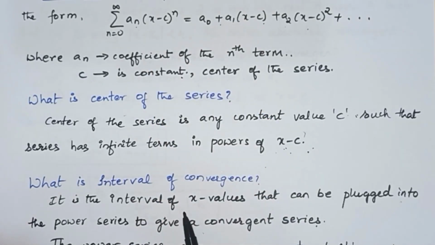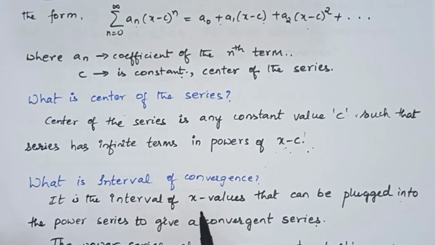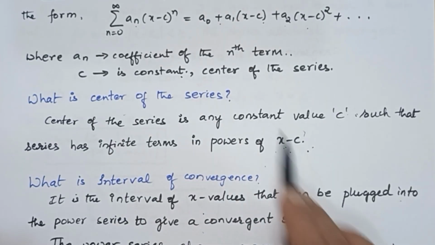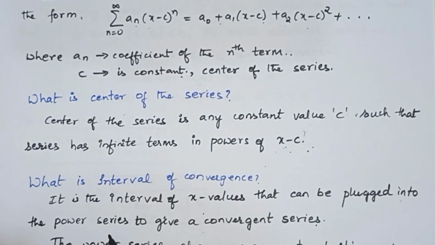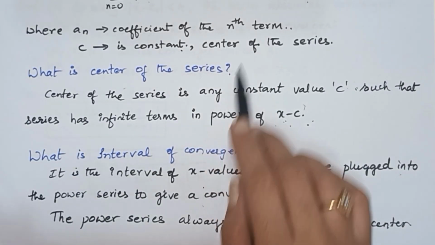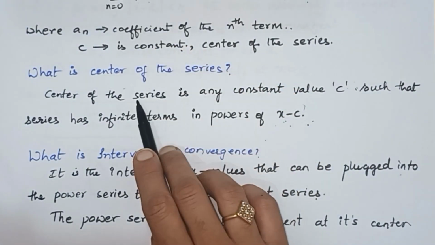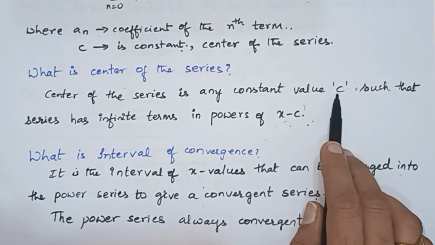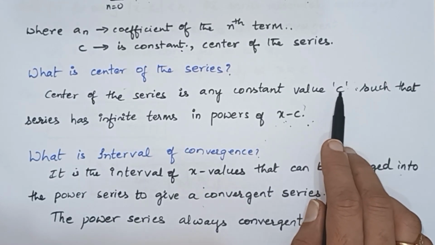Now, interval of convergence means the interval of x values that can be given to this so that it gives you a convergent power series. Such an interval is called the interval of convergence. The power series always converges at its center. So we have said here x equal to c is the center of the power series.